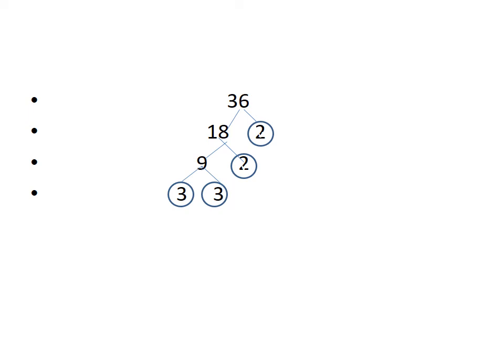Now here I have written 9 2s are 18. 2 is a prime number. 9 is not a prime number. Again we'll split 9 into 3 and 3. 3 3s are 9. Now the factors are 2 2 3 3.